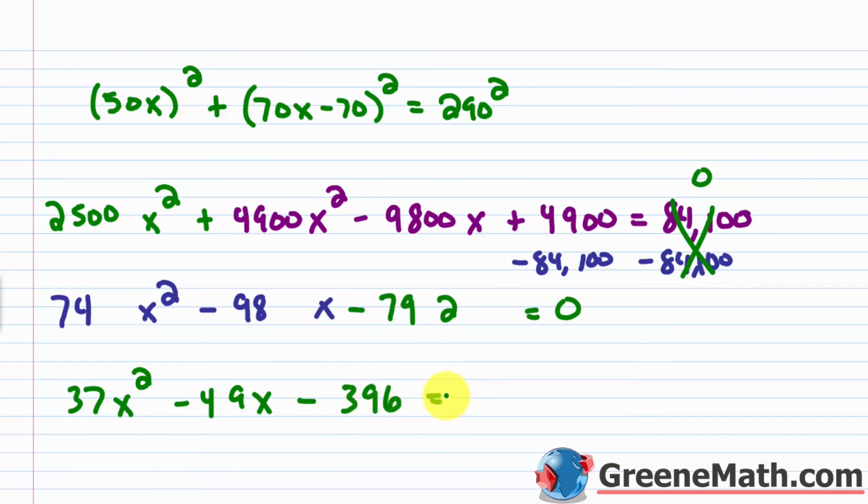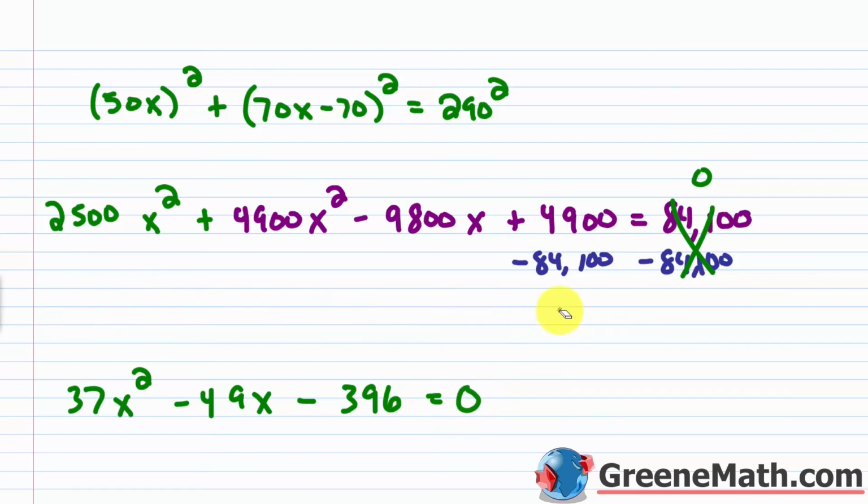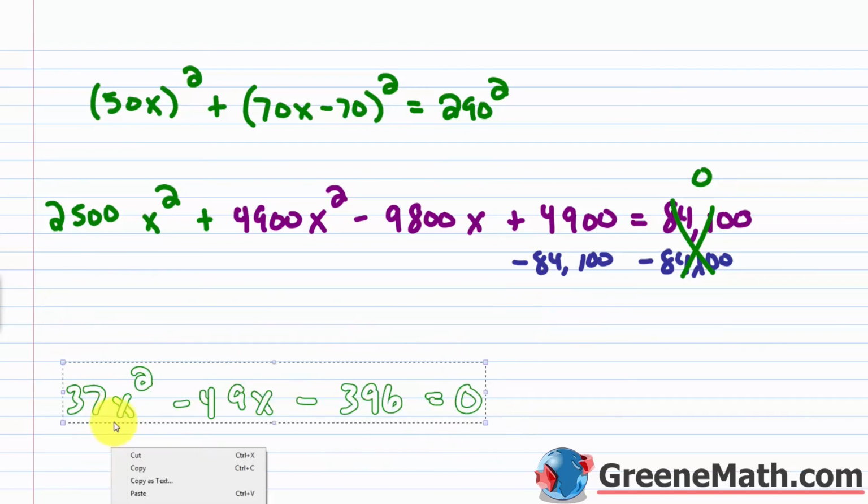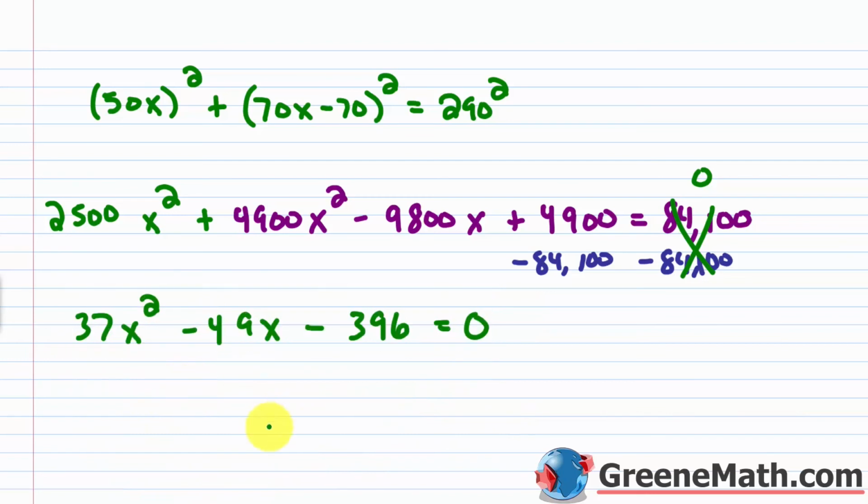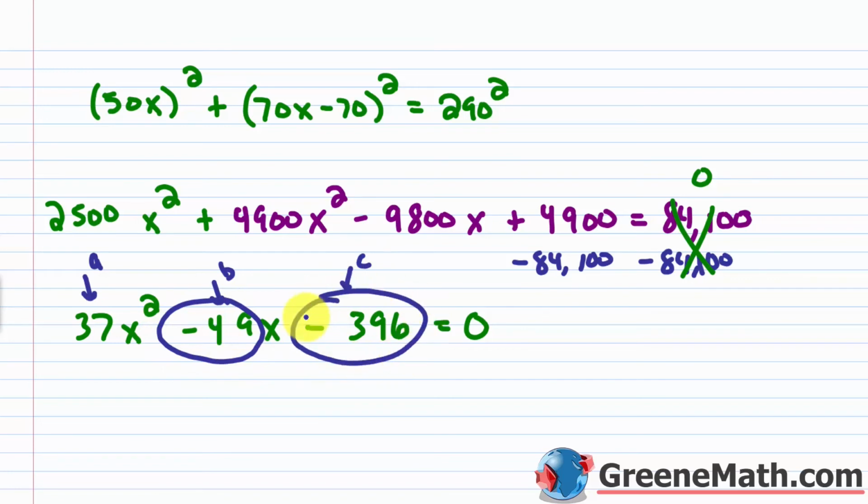And we can say this is equal to 0. Okay, so this is a lot simpler, a lot easier to work with. So let's drag this up here and see what we've got now. We're going to use our quadratic formula. So again, this is going to be A, this is going to be B, the whole negative 49, and this is going to be C, again the negative 396.